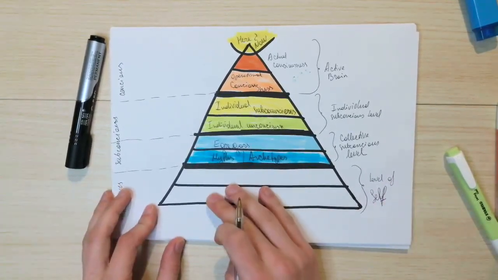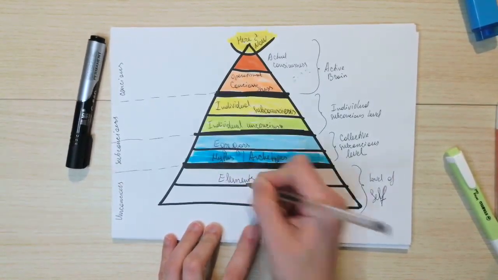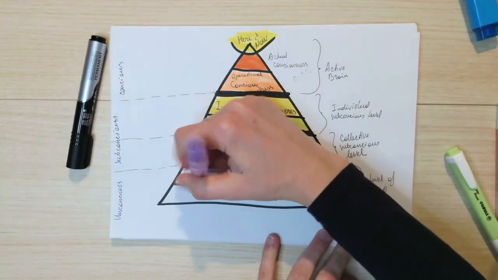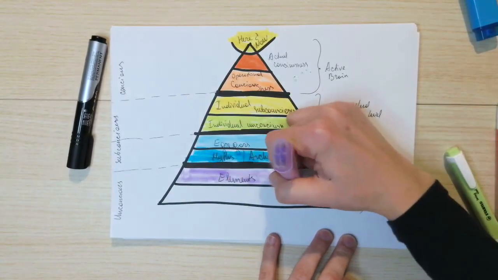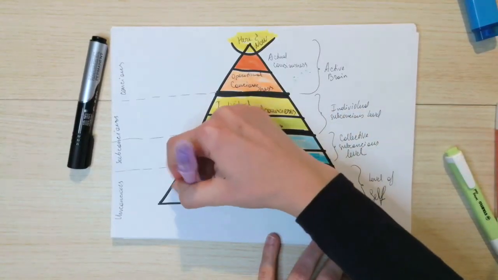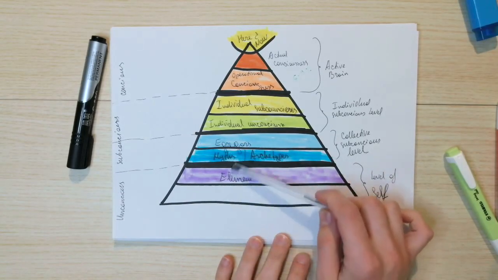Okay, so this level is elements. And it's represented by the color purple or magenta, depending on what kind of shade we want to use. Okay, so now we reached the level of elements. It's the bridge between the human and divine.